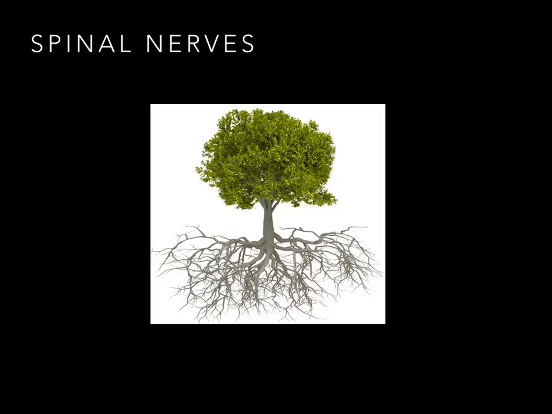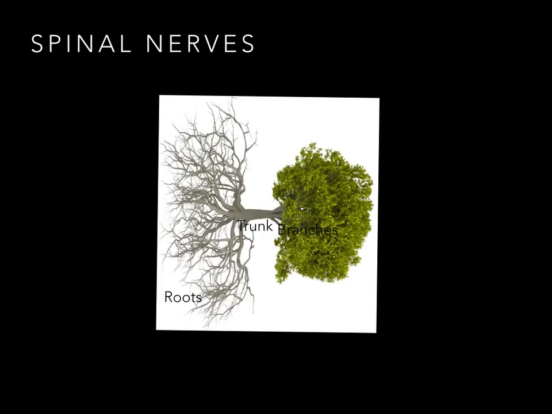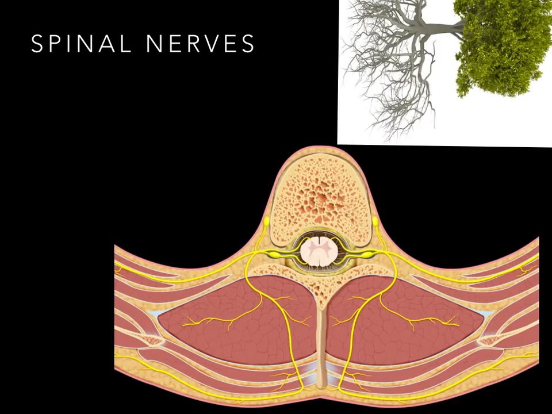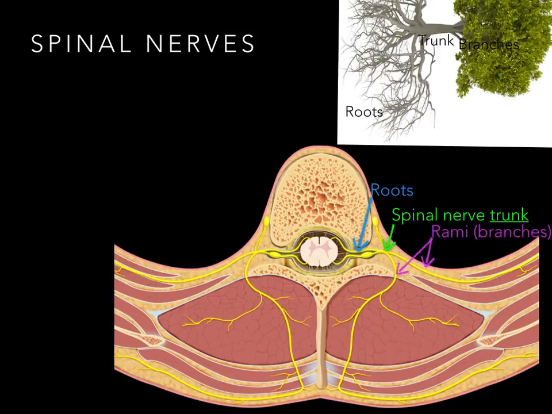And we look at this tree, what do we notice? Well, there are roots, and there's a tree trunk, and there are branches in the tree. That's everything we need to know about spinal nerves, except we just turn it on its side like this. So there are the roots and the trunks and the branches, and then we stick it up in the right corner, and what do we see? Roots, trunk, and branches. So when we look down, we see roots, spinal nerve trunk, and rami.